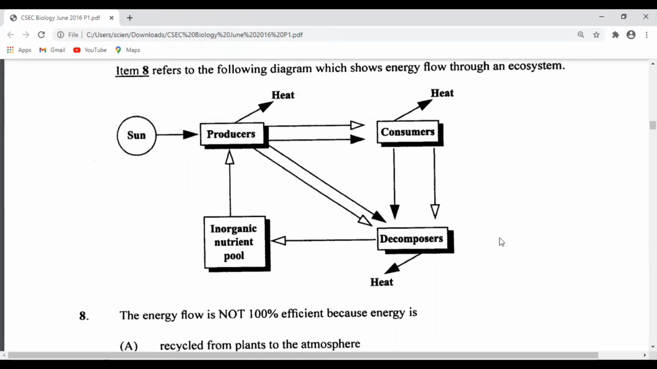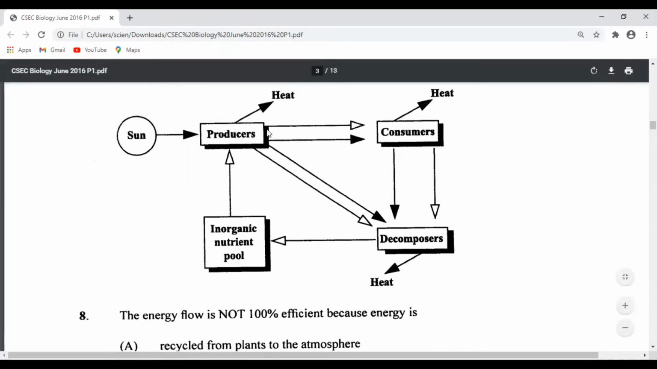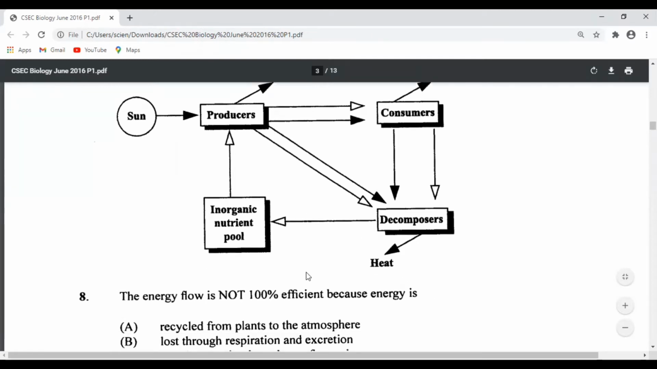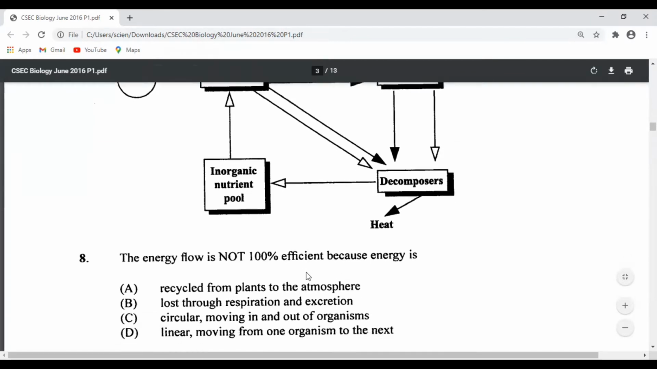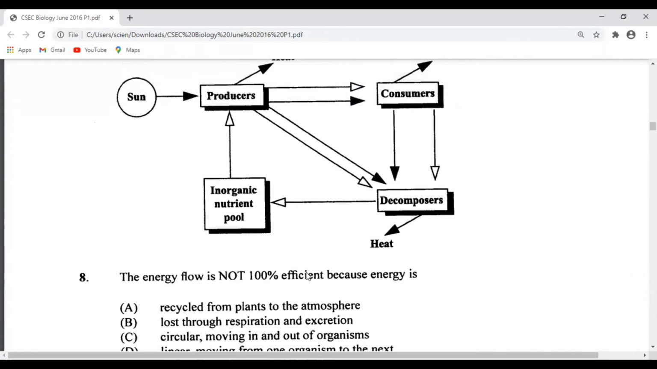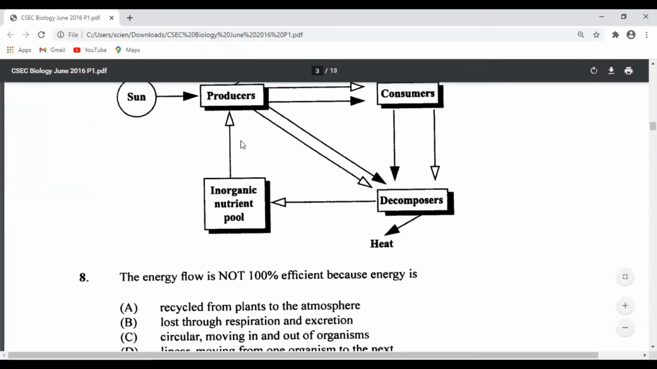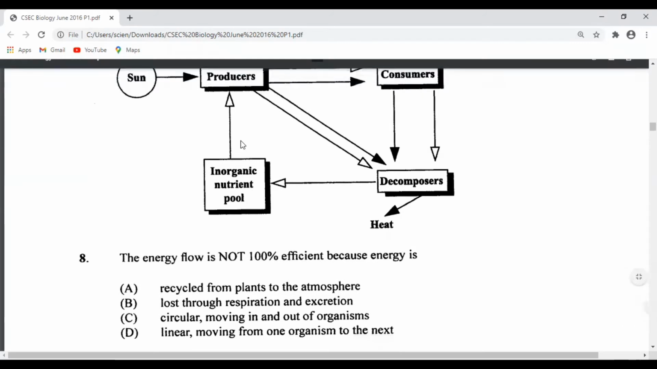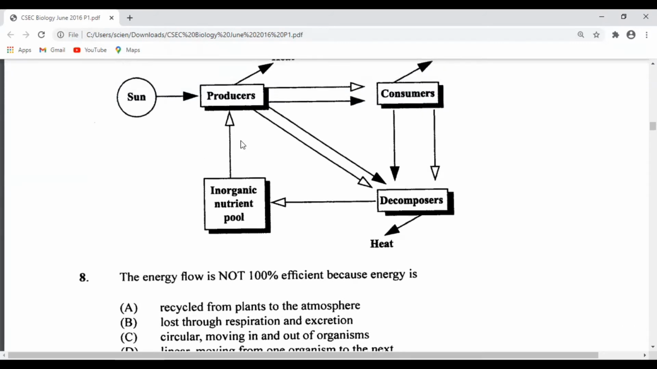We're seeing that heat is being lost by the producer, heat is also being lost by the consumers, and heat is being lost by the decomposers. So that's why they said the energy flow is not 100% efficient, because energy is lost. Remember, heat is energy. A, it is recycled from plants to the atmosphere? No, because we realize that the producers, which are usually plants, are losing heat. B, lost through respiration and excretion.